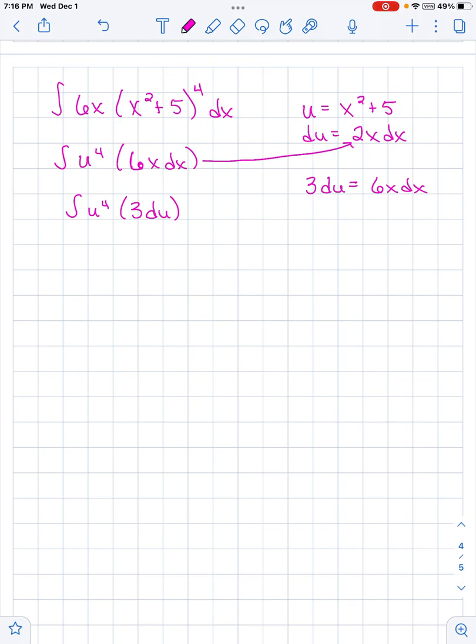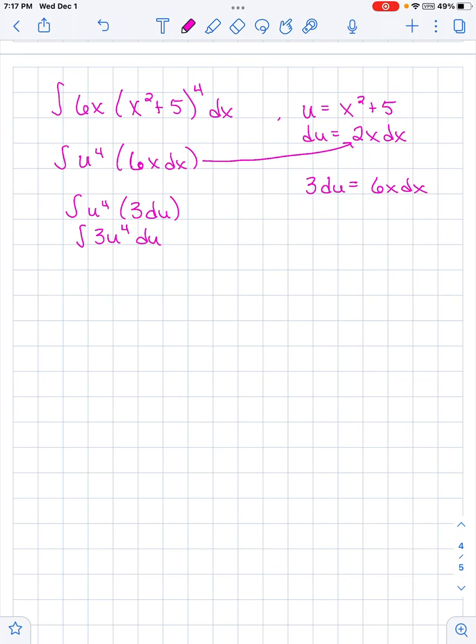Let's do just a little bit more simplifying. There's two ways you could do this. We could write this as 3 times u to the 4th du and find the antiderivative that way. Or you could just pull the 3 out and write this as u to the 4th du and find the antiderivative that way. To be honest with you, I like to keep the 3 in there because I don't want people to forget about the fact that there's a 3 there. So I'm just going to keep my 3 in there, and I'll show you what we're going to do with it. So 3 is the coefficient.